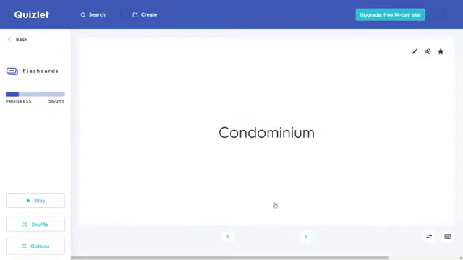Ooh, condominium. Okay, so think this one over. Give you guys a couple seconds.